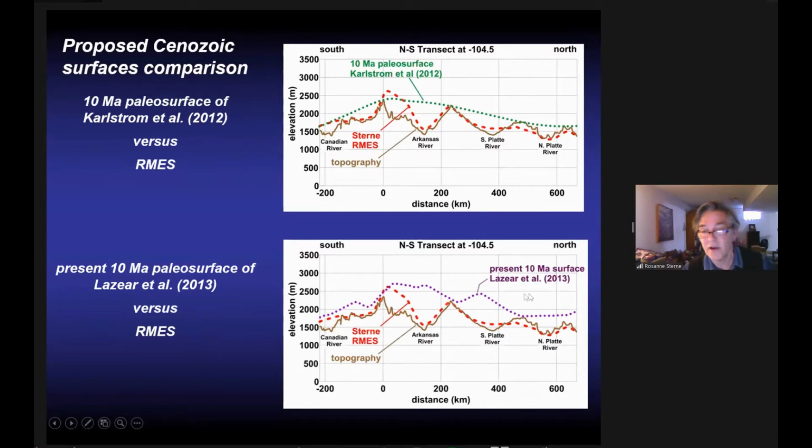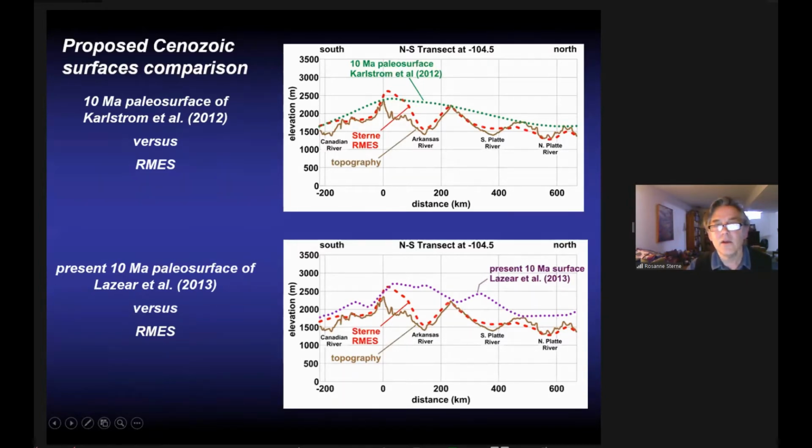And then Lazier et al. kind of even compound the issue where they anticipate they had a 10 MA surface that was very high over the Arkansas River with lots of denudation and erosion, and they build in an even greater high across the South Platte River.